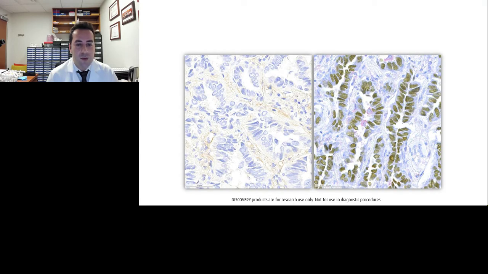Now let's review some comparison images with DAB. This is a case negative for PD-L1. There is some mild stromal background staining with DAB, which we don't see in the triplex design.